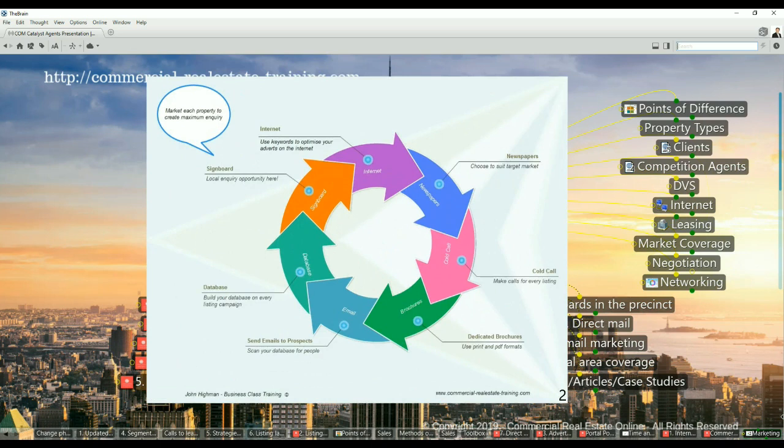This chart relates to all the things that you need to think about in marketing. As a starter, you've got the newspapers, cold calling, brochures, email, database, signboard, and at the top of all of that, you've got the internet. So there are many choices to be made when it comes to your listings, and of course, open versus exclusive. In the exclusive listing process, you should have some vendor-paid money to market the property. Vendor-paid money should be carefully spent to attract inquiry over time.